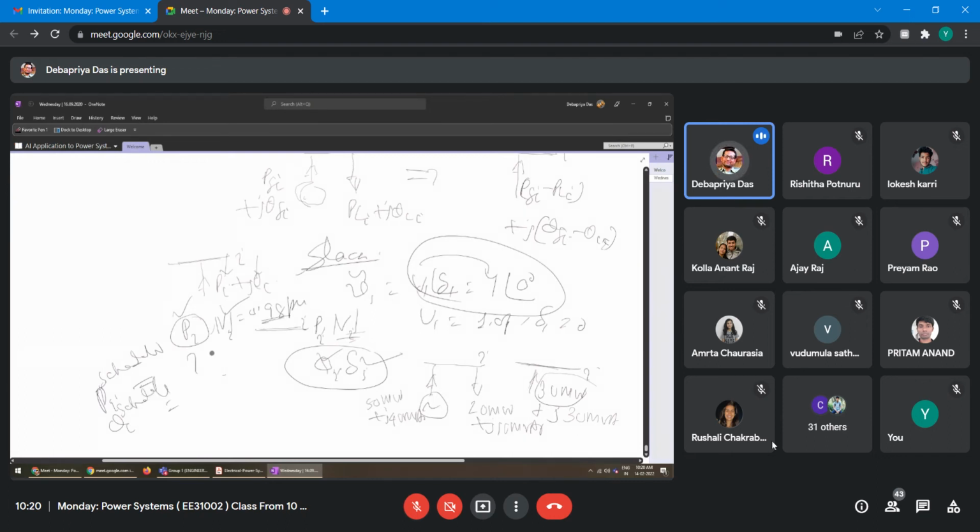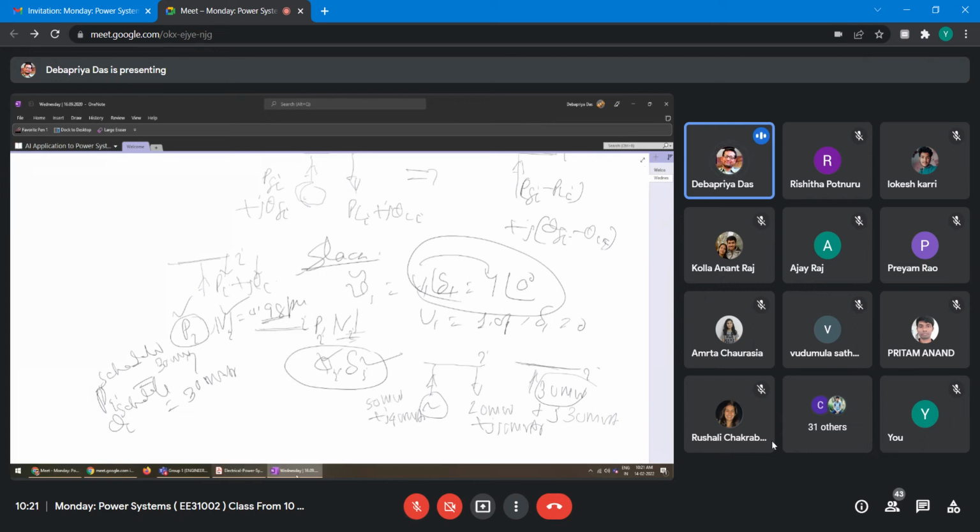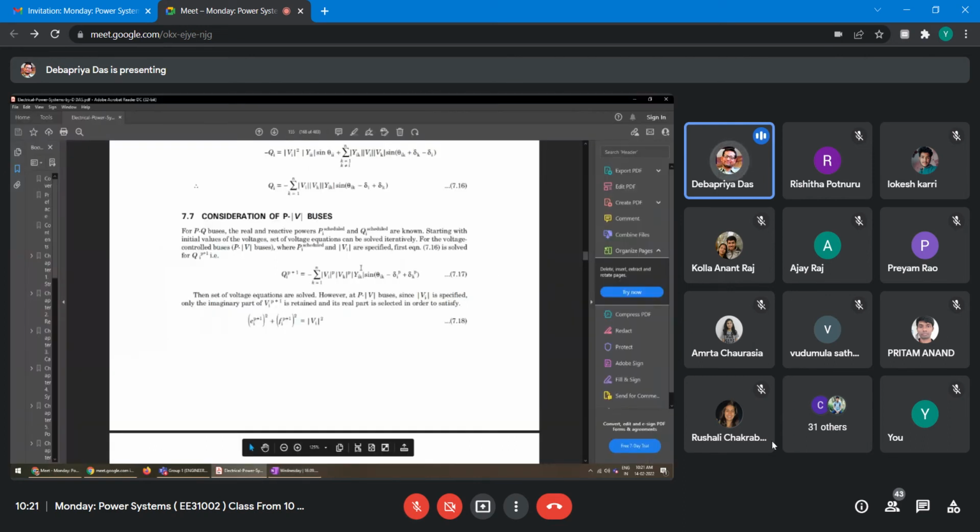So in this case it is 30 megawatt, and in this case it is 30 megavar, right? This is actually known, that is the scheduled power. So that's why we are writing Pi scheduled and Qi scheduled, right? The unknowns start with initial values, because whenever you start any iterative process, any numerical method, you have to start with some initial values, right?